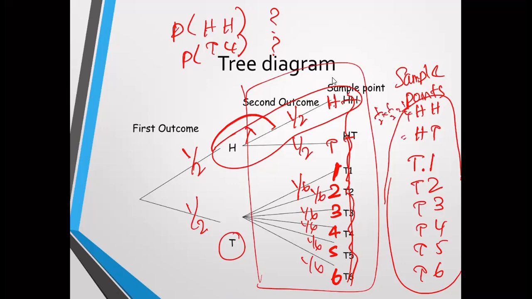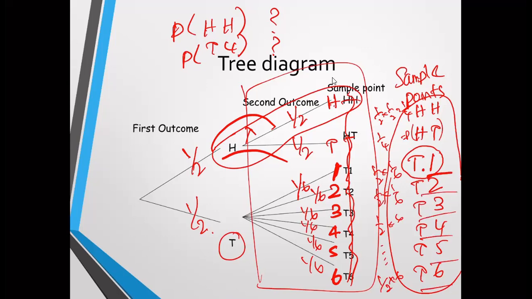If you want to find the probability of HT, that is half times half. Again 1 by 4. Right? Now, what is the probability of getting T1? T and 1. That is half times 1 over 6. Likewise, you can get all the probabilities for each and every outcome.